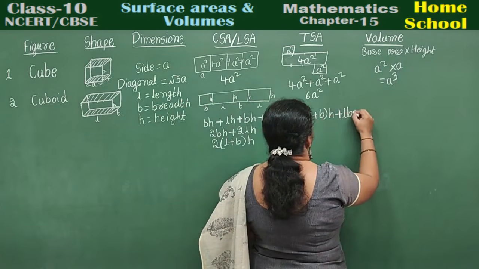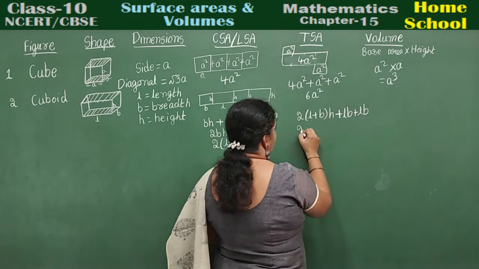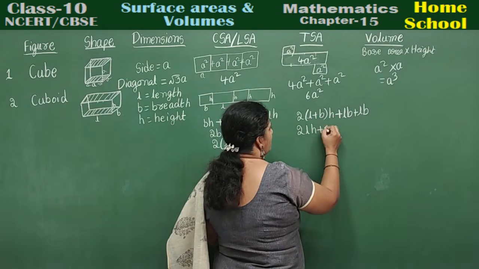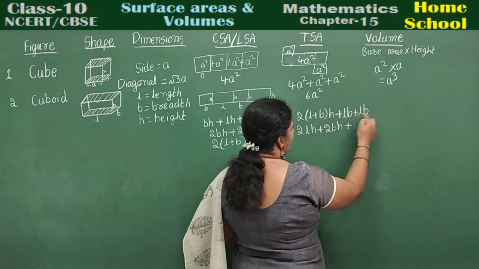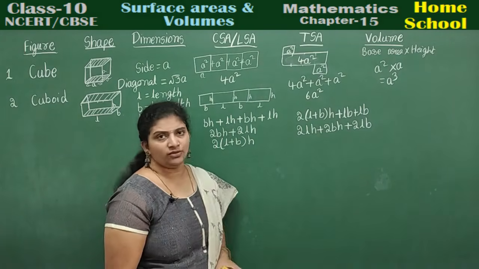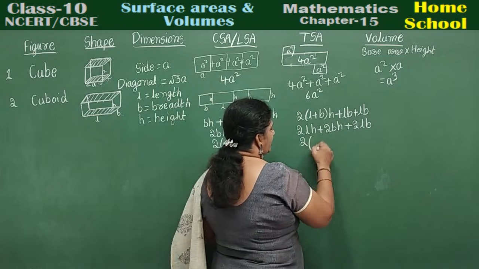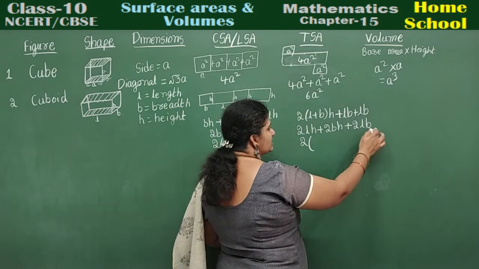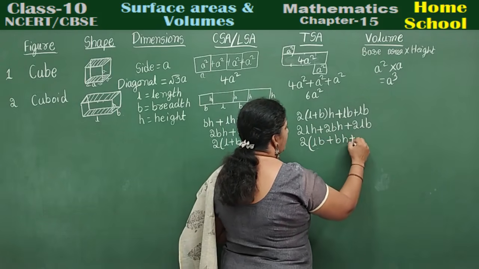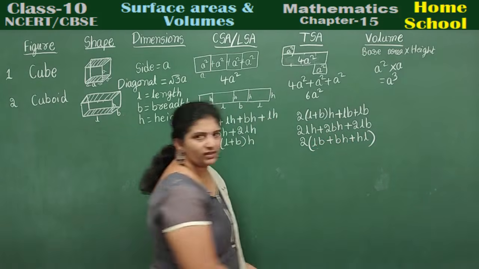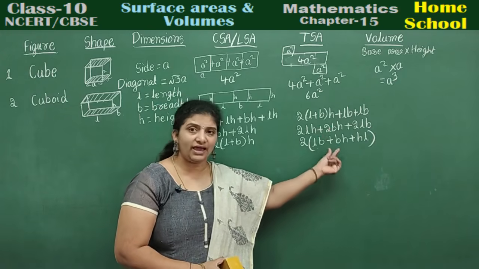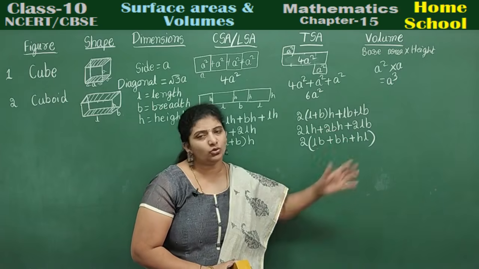Plus LB plus LB. If you want, you can just remove the brackets. 2LH plus 2BH plus LB plus LB will be 2LB. Now in all these three, something is common. What is that? 2. 2 into, instead of writing LH, BH, LB, I start writing from here: LB plus BH plus LH, or HL is the same. Have to remember this formula easily. 2 times LB plus BH plus HL square units.